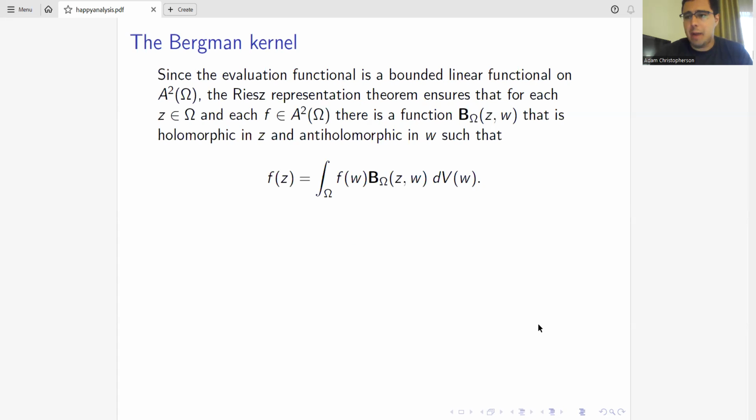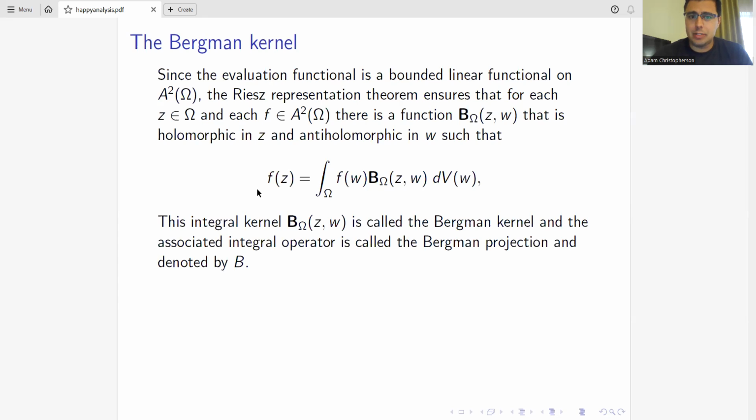Now, since the evaluation functional is a bounded linear functional on A2 of omega, the Riesz representation theorem asserts that there exists a unique function, boldface B omega, holomorphic in z, anti-holomorphic in w, such that point evaluation is realized by integration against this kernel, a volume integration against this kernel, B omega z w. And for obvious reasons, this is called a reproducing Hilbert space kernel. Of course, this kernel will have a singularity along the diagonal when z equals w. On nice domains like the unit disk in C, the kernel takes the form 1 over 1 minus z times w bar. Of course, when z times w bar is close to 1, that denominator is not integrable, but just barely not integrable. So this is not just a random kernel, it's a very important one.